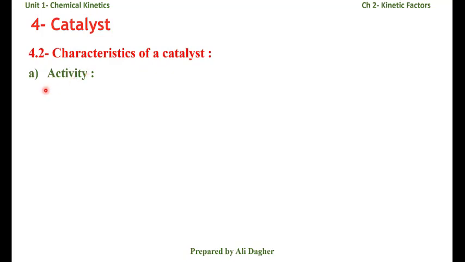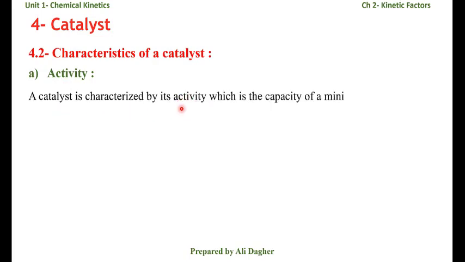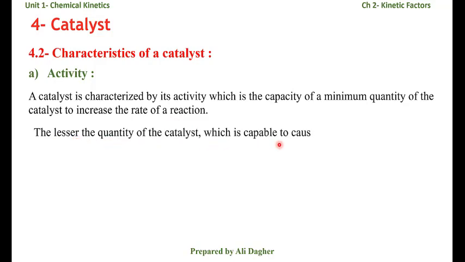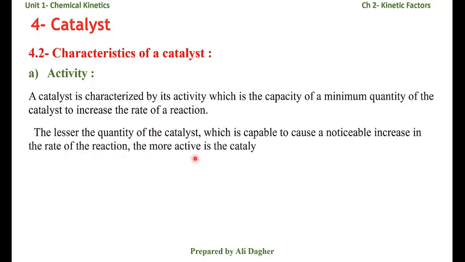Characteristics of a catalyst. First characteristic is activity. A catalyst is characterized by its activity. What is the activity of a catalyst? It is the capacity of a minimum quantity of this catalyst to increase the rate of the reaction. The lesser the quantity of the catalyst which is capable to cause a noticeable increase in the rate of the reaction, the more active is the catalyst.